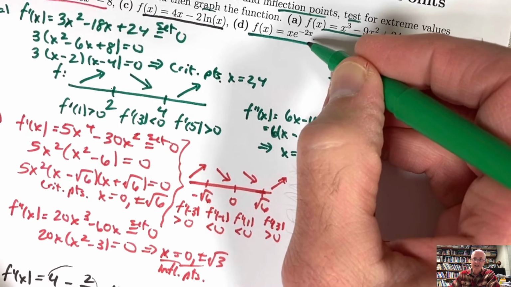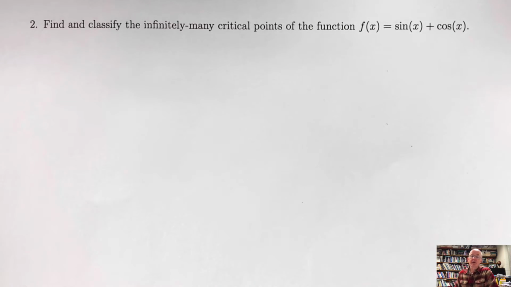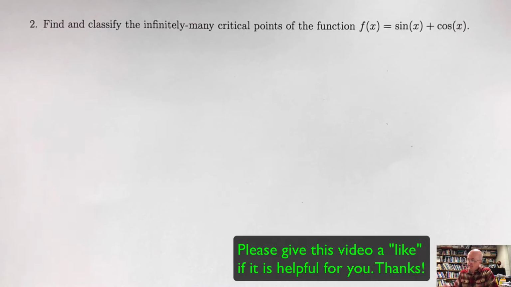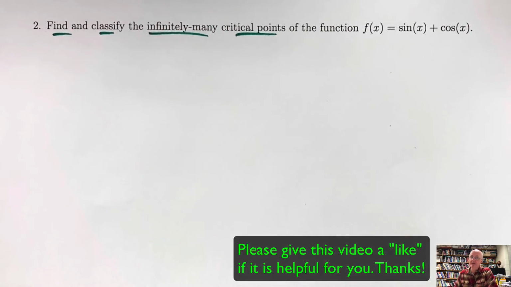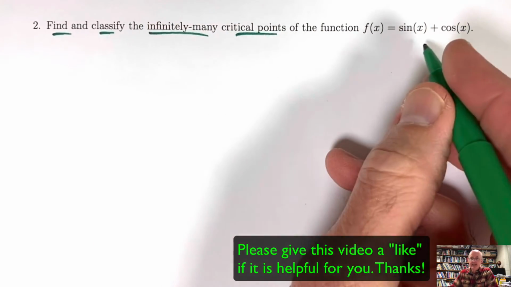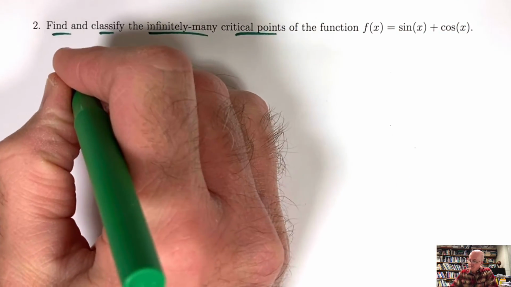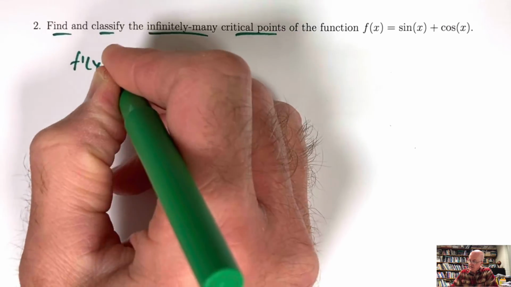In number 2, we only deal with one function, and we just find and classify critical points, but it's got infinitely many critical points. Sounds scary. It's not quite as scary as it sounds. f of x is sine of x plus cosine of x. All right, what is the derivative?